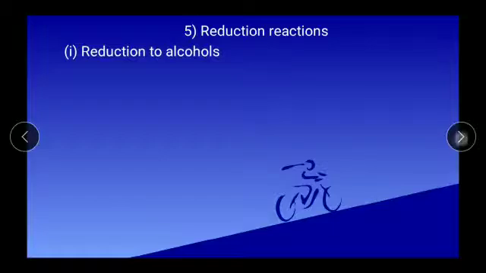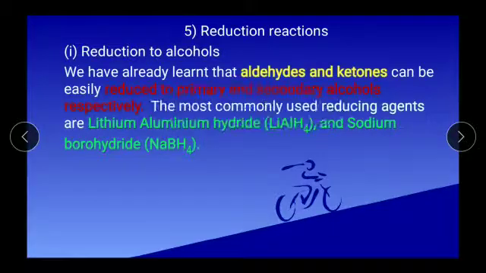Next we are going to see the reduction reactions. Until now we saw the oxidation of aldehydes and ketones. Now we move to the reduction reaction. First, reduction to alcohols. We already know the aldehydes and the ketones can be easily reduced to primary and secondary alcohol. Aldehydes give primary alcohol, and ketones give secondary alcohol.